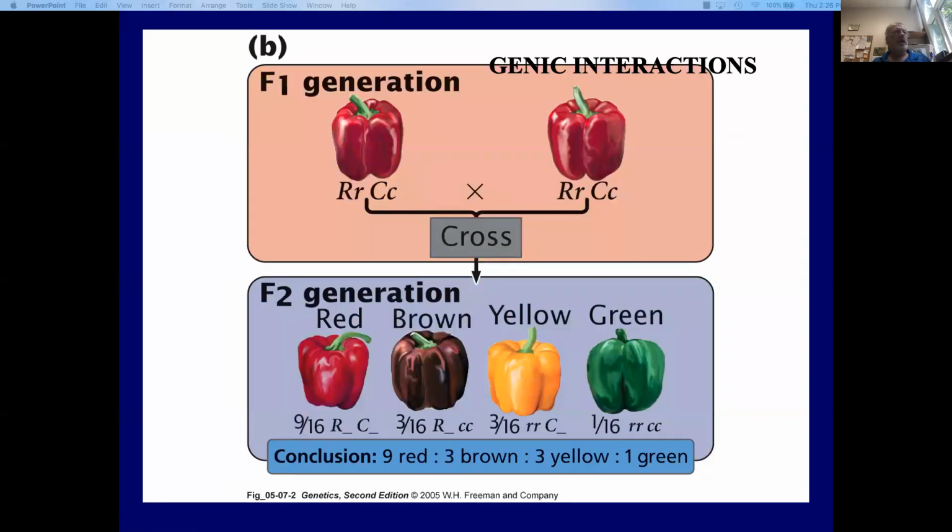We cross those guys, and we see we get 9/16 red, big R, big C. Now those dashes mean that the second R and the second C, it does not matter if they are dominant or recessive, the phenotype is still the same. We get 3/16 brown peppers, or big R for brown, little c, 3/16 yellow peppers, little r, and big C, and then 1/16 double recessives or green peppers, little r, little c. So here the R and the C genes have interacted to determine one phenotypic trait, that is the color of these peppers.